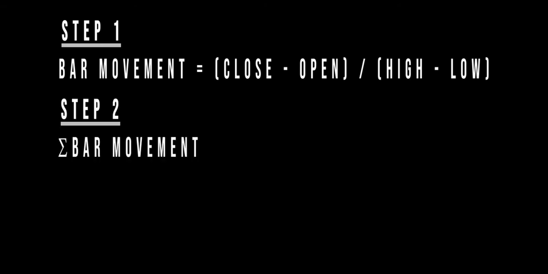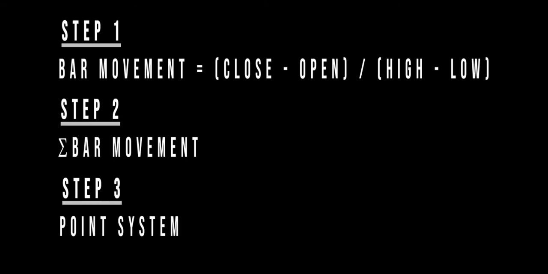Step 1. We use the formula bar movement is equal to close price minus open price divided by the high minus the low, and we do that for each bar in the specified period. Step 2. We sum up all these movements and get a total. And lastly, step 3. We define our own point system and rank them from the strongest to the weakest. Without further ado, let's get into it.